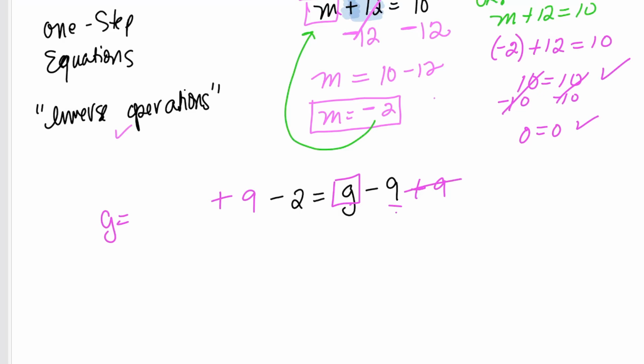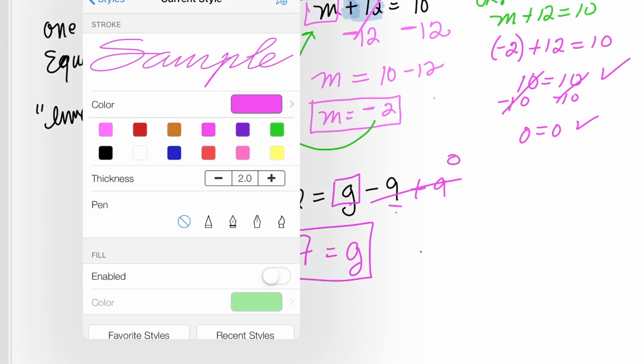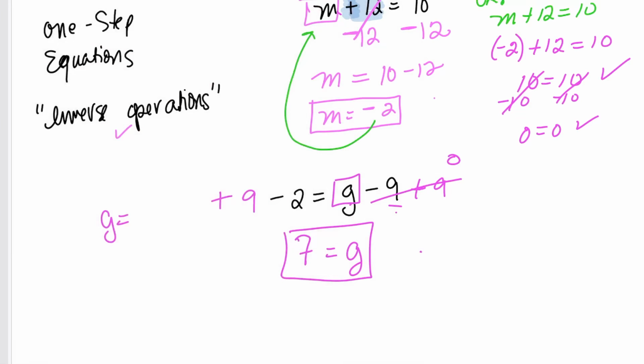Now, that's going to cancel out and become 0, so then I'm only left with g on this side. 9 minus 2 gives me positive 7. So then g is equal to 7. All right. Again, let's go back and look at our original equation and let's see if that works out.